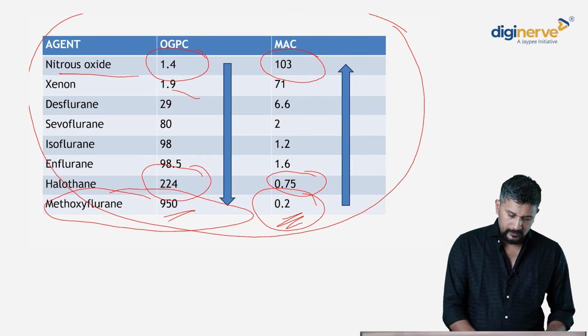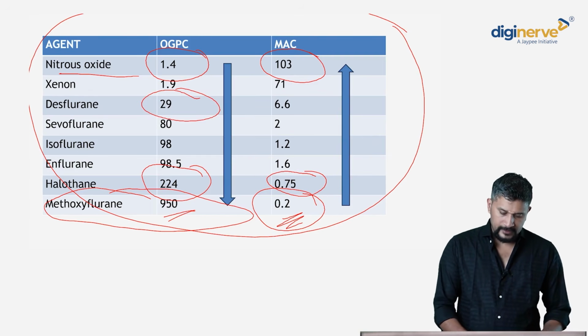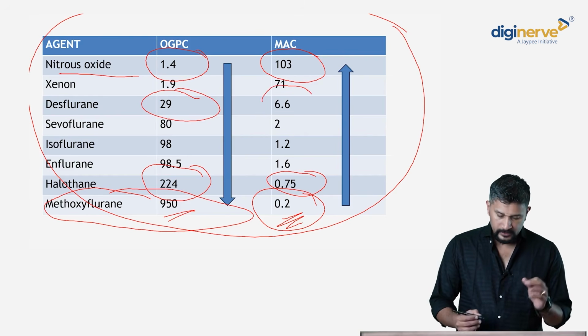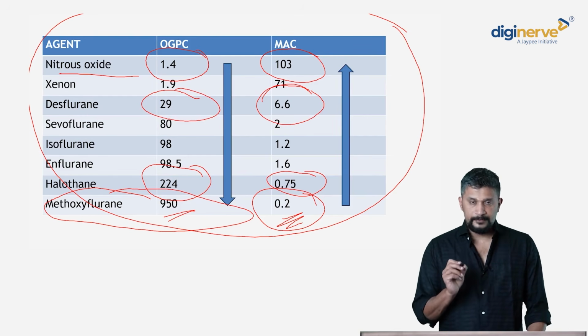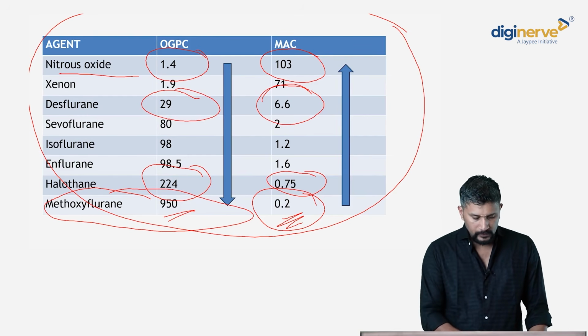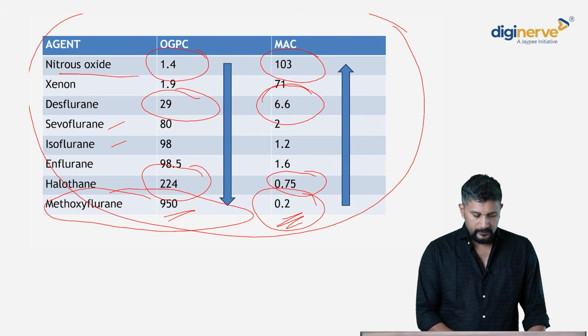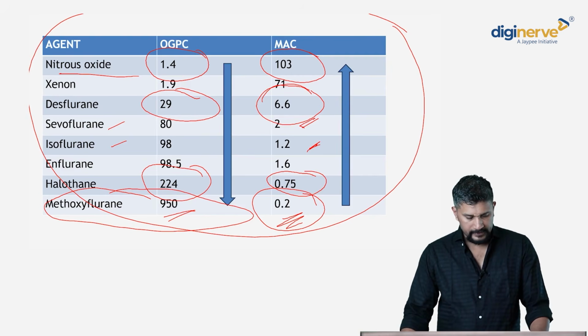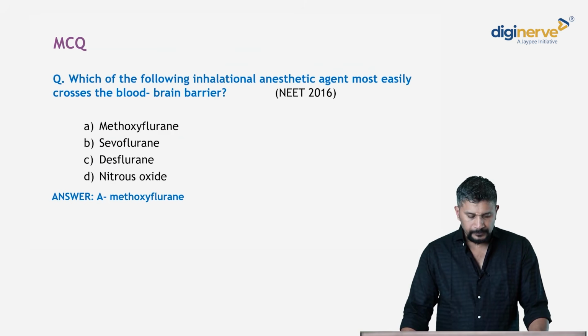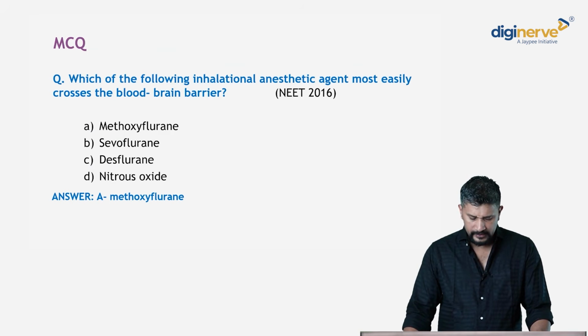And again, amongst the commonly used anesthetic agents, desflurane has the lowest oil gas partition coefficient and therefore the highest MAC value of 6.6. Sevoflurane and isoflurane, on the other hand, lie in between these values. Sevoflurane has a MAC value of 2, isoflurane has a MAC value of 1.2 and is therefore more potent as compared to sevoflurane. So, I think we can answer this question now.